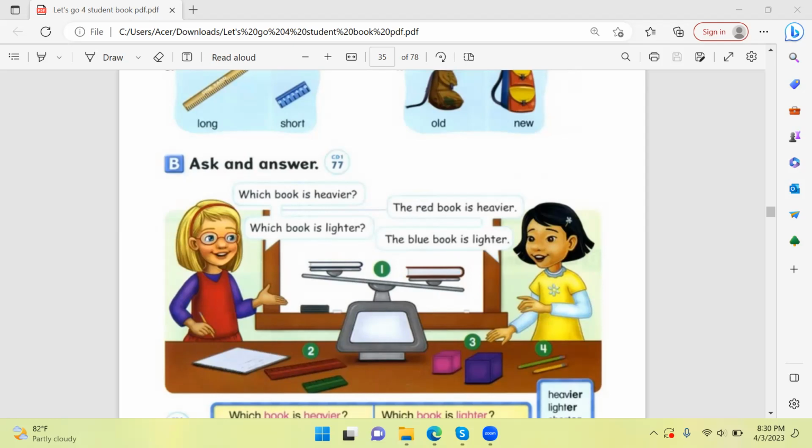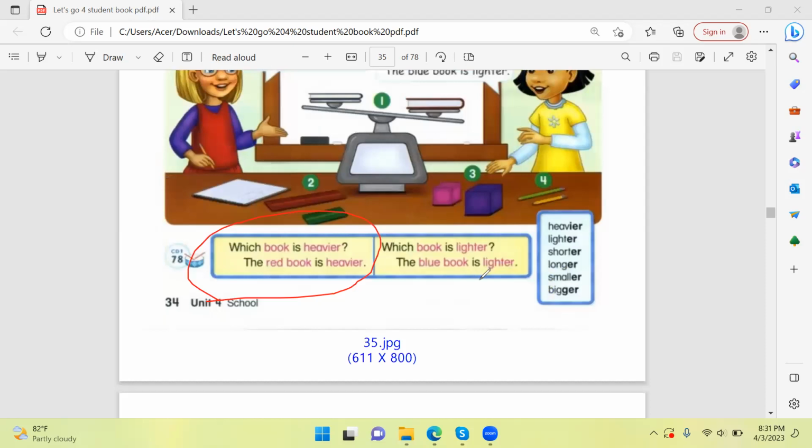Okay, so can you please read the side here? The red book is heavier. Very good. How about this side? Can you please read? The blue book is lighter. Very good.